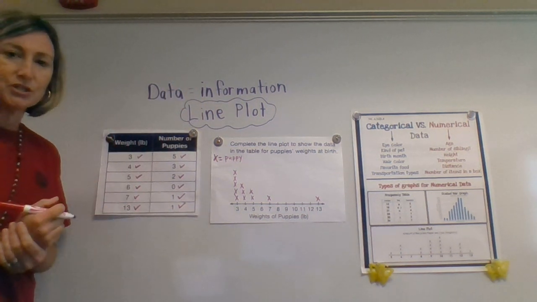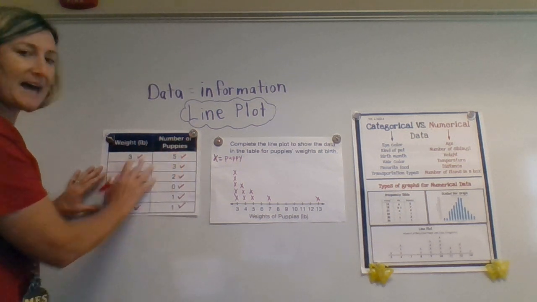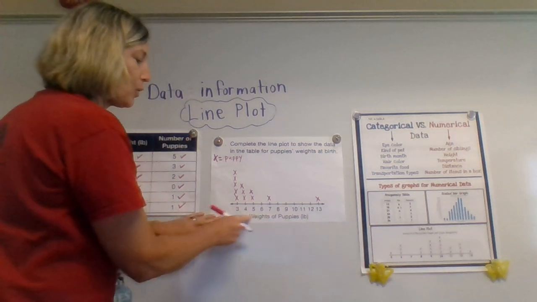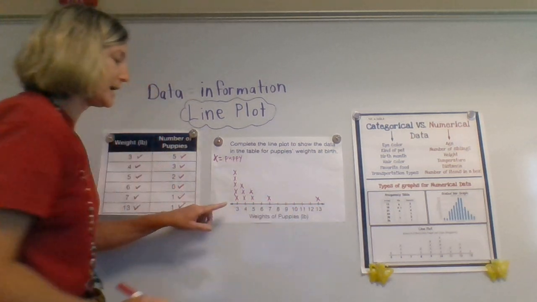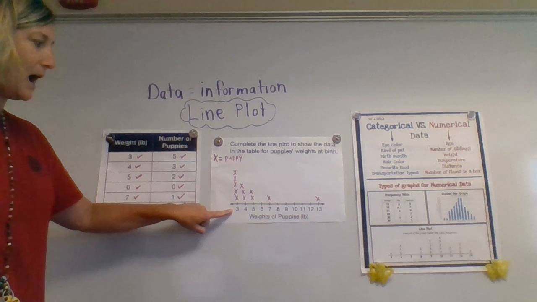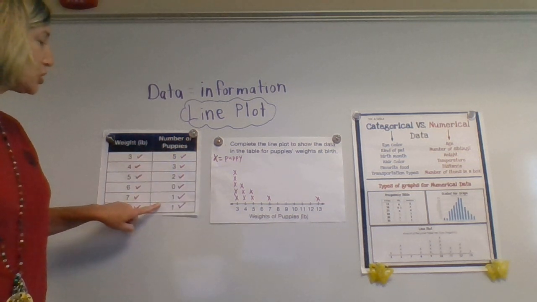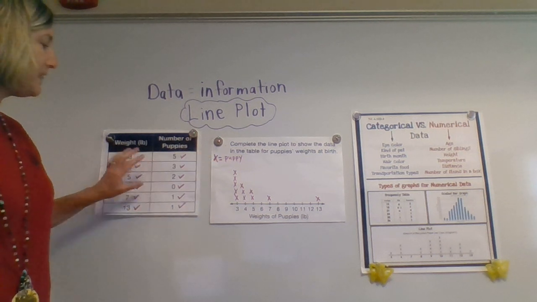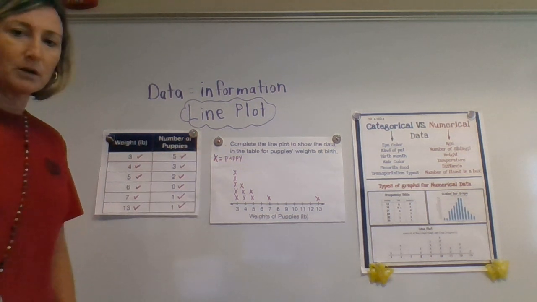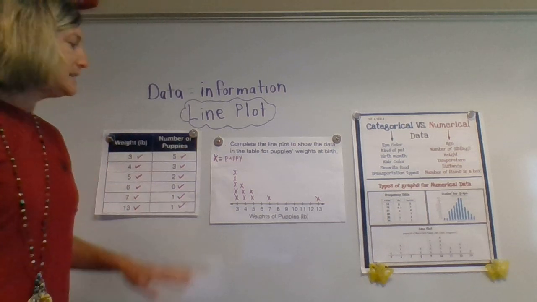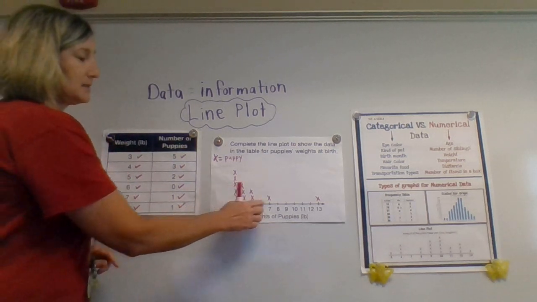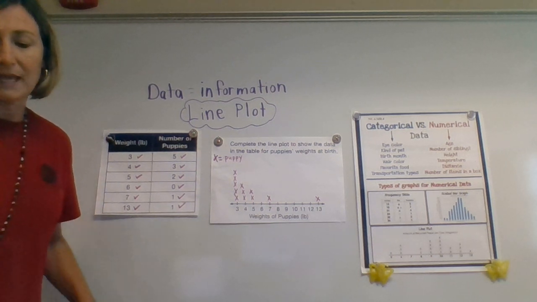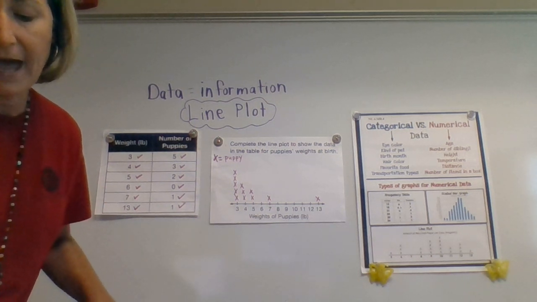So what did we just do? We just took our data or information, okay? We made sure that we put our weight of puppies. We knew what our bottom line represented on our line plot. We looked at our chart here and we knew that 1 X stood for a puppy. And then we transferred our information to our line plot, okay? Now, remember, X's are the same size and we check off our information as we go, okay?